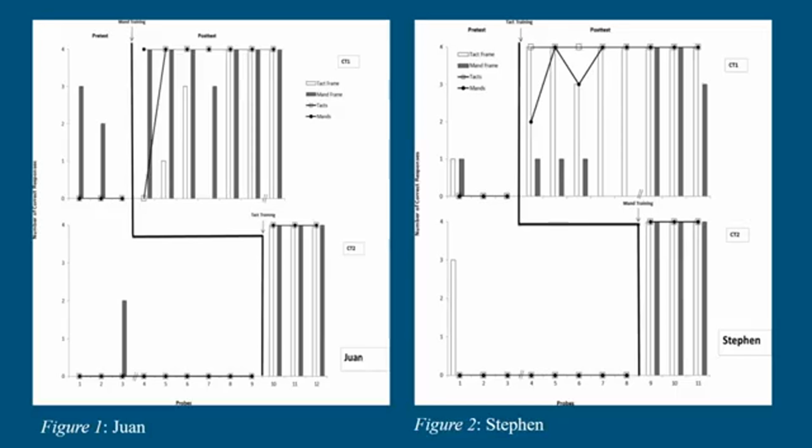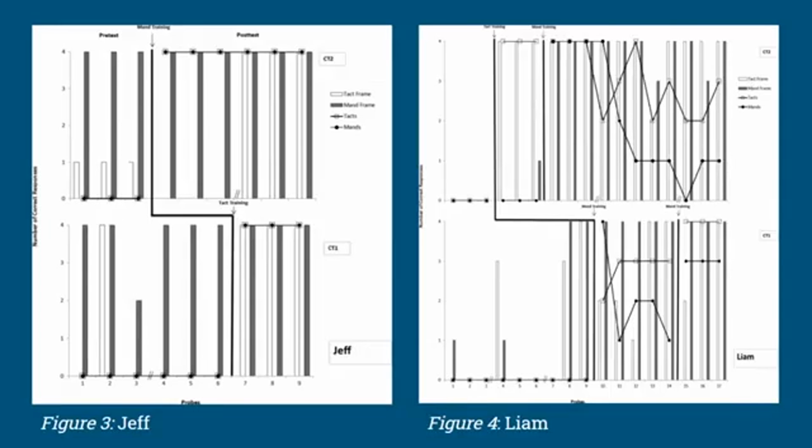For Stephen, in the pre-test, there were no mands or tacts done correctly. For CT1, post-test, tacts were done 4 of 4 times, but the frame was inconsistent until CT2 mand training. For Jeff, in pre-training, there were none emitted correctly, but almost all autoclitics were done. The mand frame on CT1 and 2 was where it was mostly done. The only deviance was on the third trial. After mand and tact training, the mand frame was 100%. The tact frame was not until he was taught directly in CT1, and then it was 100%.